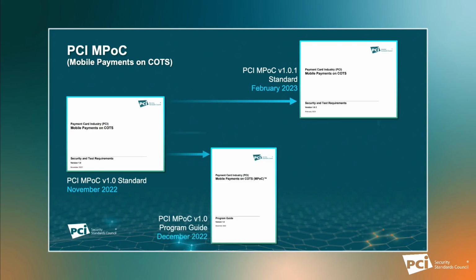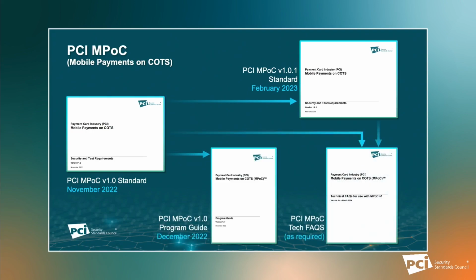So everything you see here is on the document library on the council website as we speak. This isn't the very latest version yet, but all of these documents are published. 1.0.1 is the document published now, and that will soon be superseded or replaced by 1.1, accompanied by an updated program guide as well as technical FAQs.